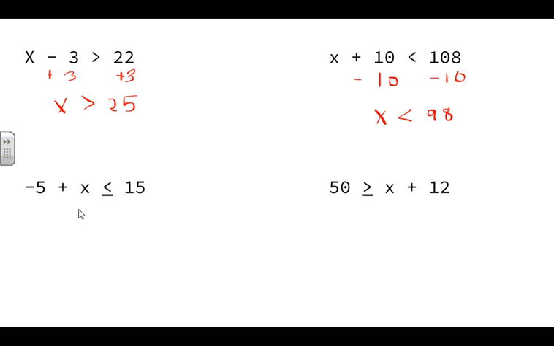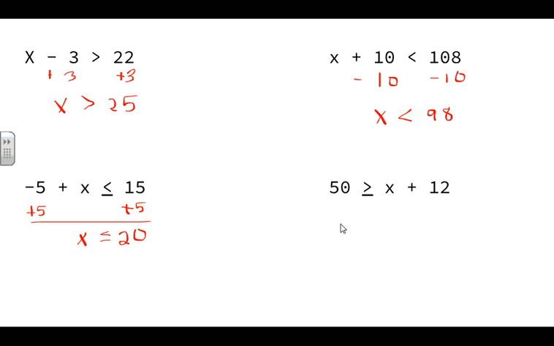Coming down here, we have negative 5 plus X is less than or equal to 15. Since this is a negative 5, you could say, I'm going to subtract negative 5. That's true, you would. But that's also the same as just plain adding 5. So we're going to add 5. Since that's a negative 5, we add a positive 5. And we would get that X is less than or equal to 20.